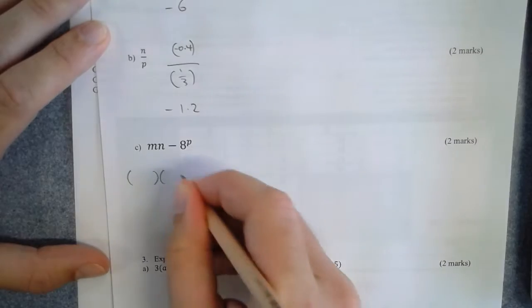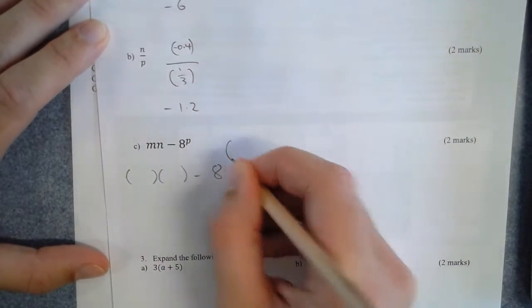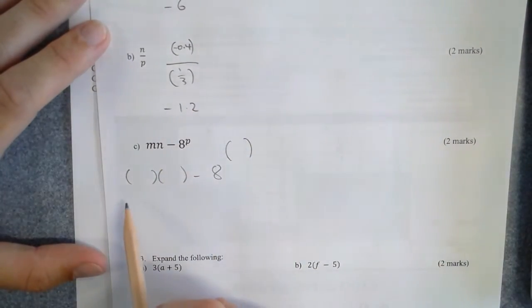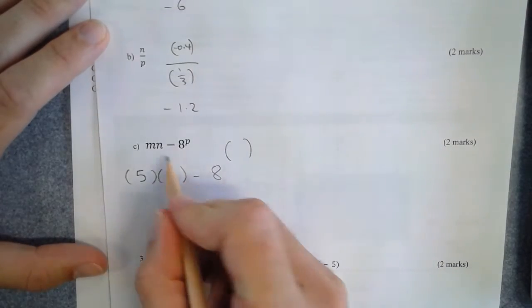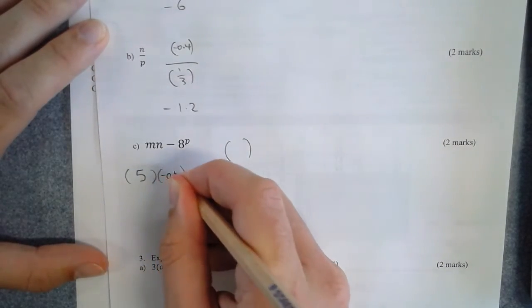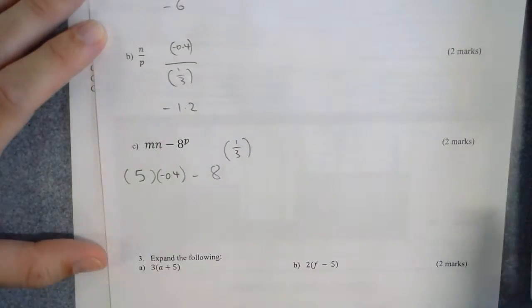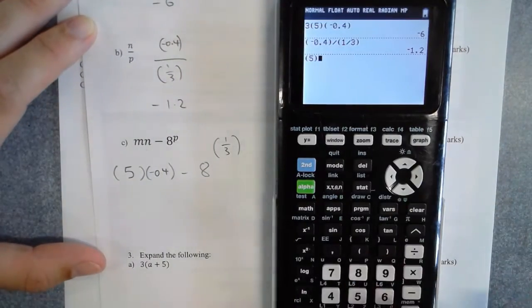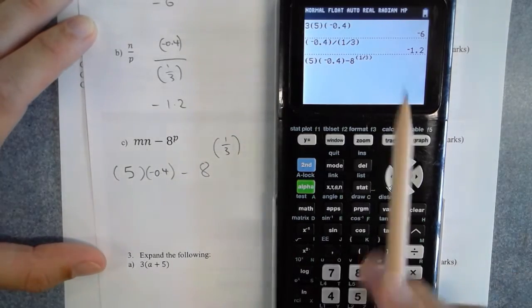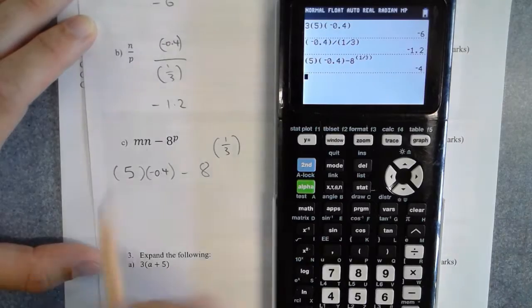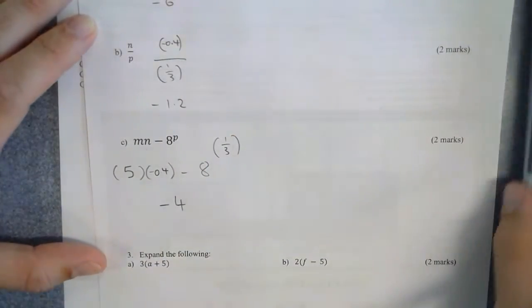And for part C, it's m multiplied by n minus a to the power of p. So now I'm going to substitute them in. m is 5, n is minus 0.4, and p is a third. So be careful when you type this one in. Minus 8 to the power of, and I'm using my brackets again. You can see how I've typed it in, and it'll give us our answer of negative 4.